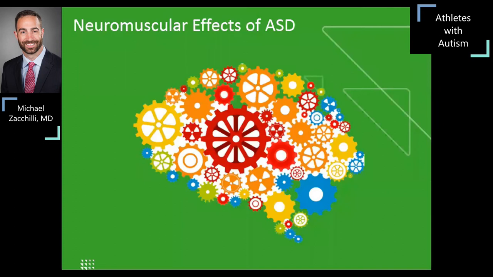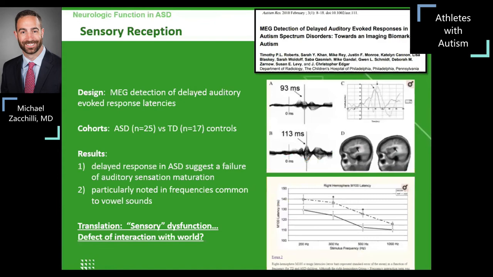So the effects of autism spectrum disorder on the neuromuscular system are pretty diverse. Traditionally, this was thought of as a sensory disorder. That's where this sensory slang word comes from when describing these patients. And so this is an example of a brain responsiveness to auditory stimulus. And you can see that there's a delay in the bottom right corner between autism spectrum disorder patients and regular patients. But we now understand that it's a much more complex setting.